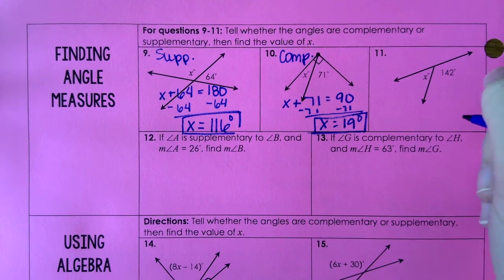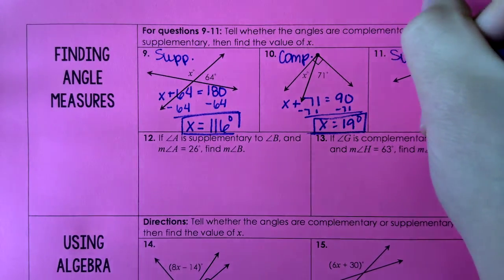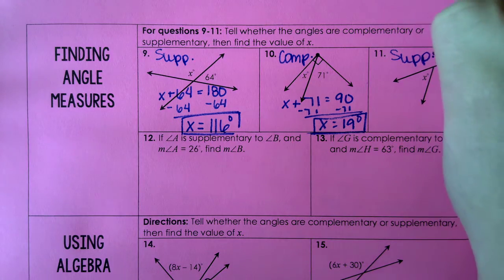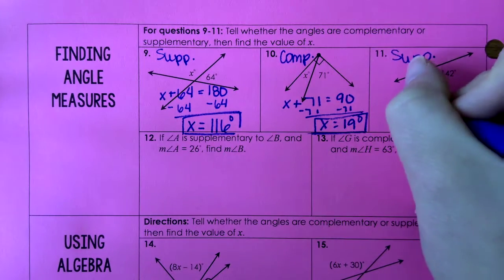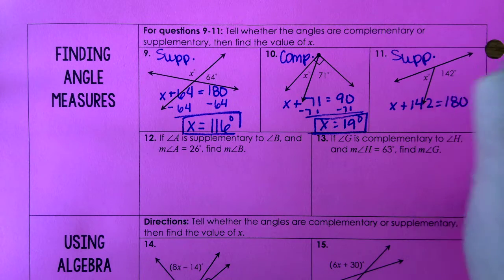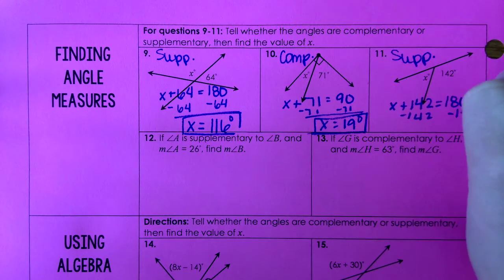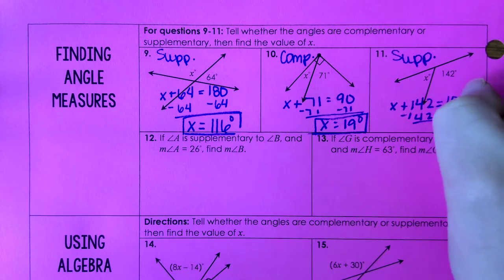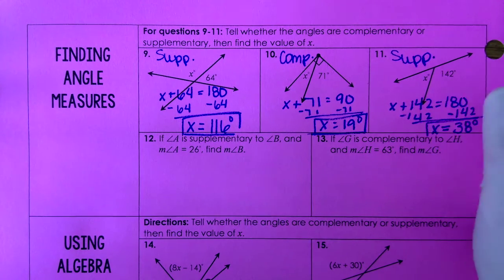Okay, and then the last one, 11, what do I know about those angles? And we know that because they are supplementary. So I take x plus 142 to get 180. Then I subtract off 142. And that gets me x equals 38 degrees.